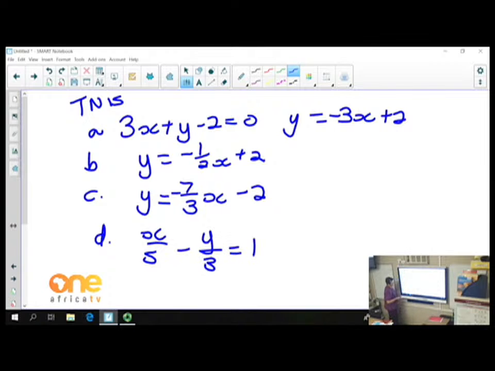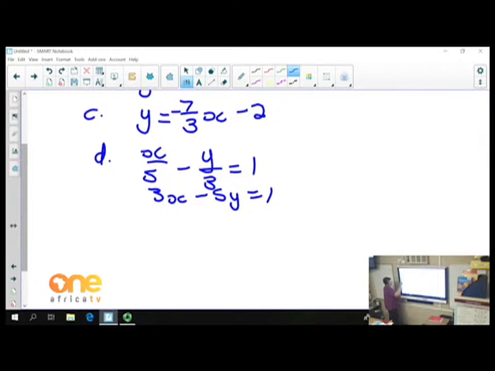Okay, can you change this one? 15, yes? Minus 5y is equal to 1. You want y to be positive, so it's easier just to take it over there. So I would say it's 3x minus 1, divided by 5, which is equal to y.